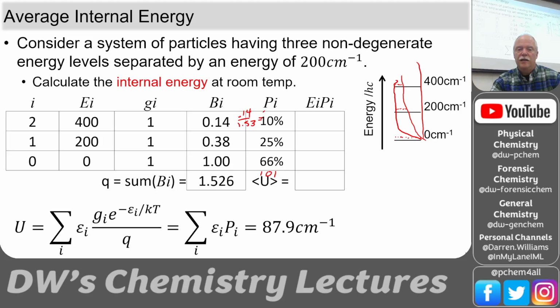Now let's take their probability and multiply by the energies. So we have 10% chance of having 400 wave numbers. There's the rounding. I kept all of my digits, so it's really 38. And then it's a 25% chance of being 200 wave numbers, and 66% chance of having 0 wave numbers. So we don't get any energy from that ground state. Even though that's the most popular state, it doesn't give us any energy to our system.